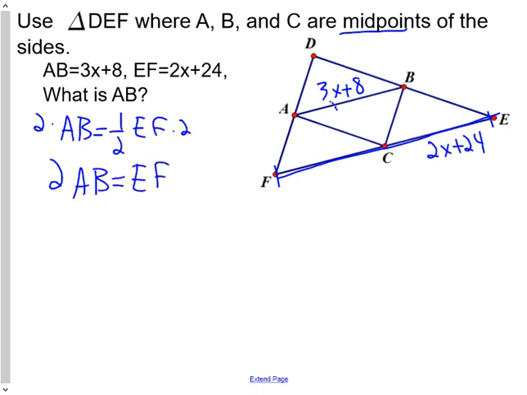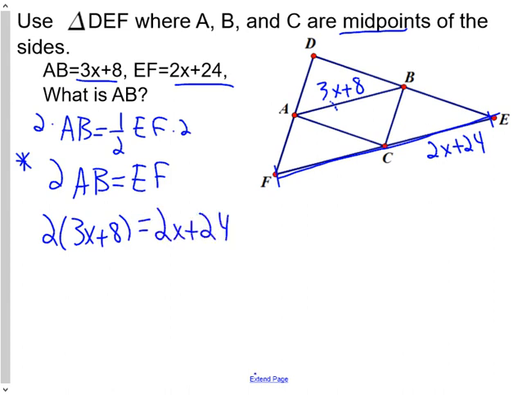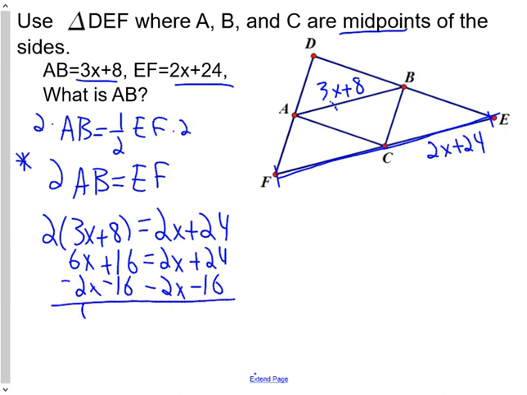Right? So this is the way I'm going to generally use it to solve, and I have the information. You've got to plug it in. 2 times 3x plus 8 equals 2x plus 24. A little bit of algebra will give us 6x plus 16 is 2x plus 24. Minus my 2x, minus 16 for both sides, giving us 4x and 8, and x is 2.